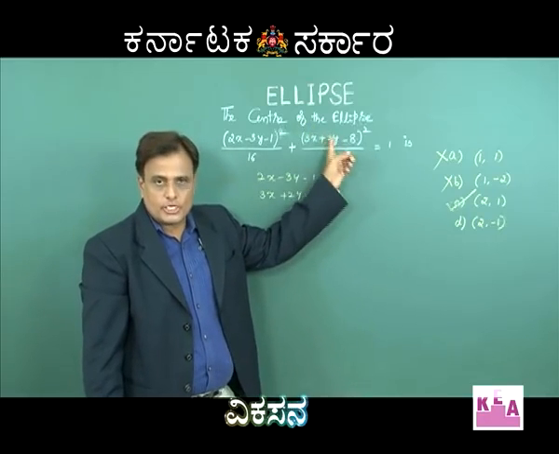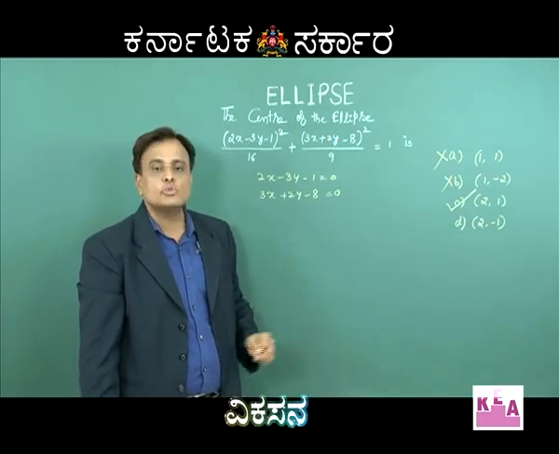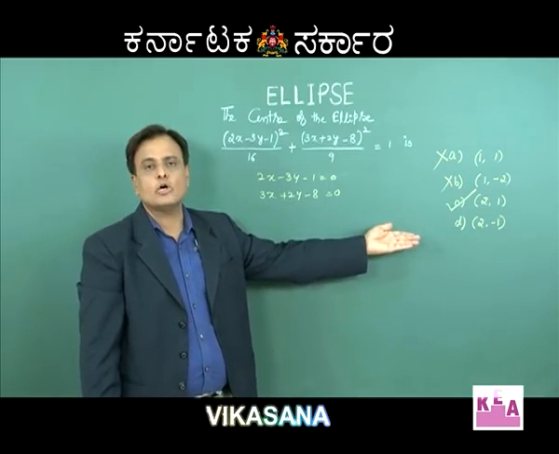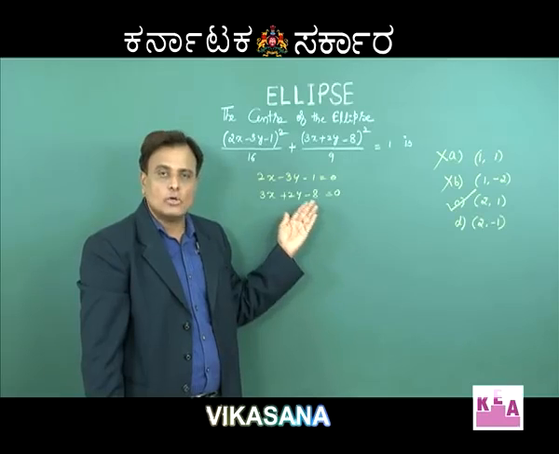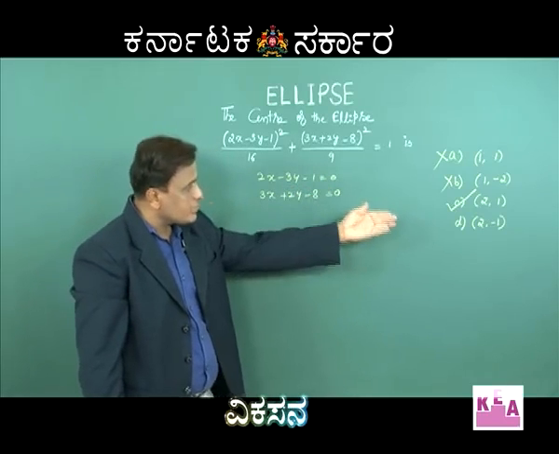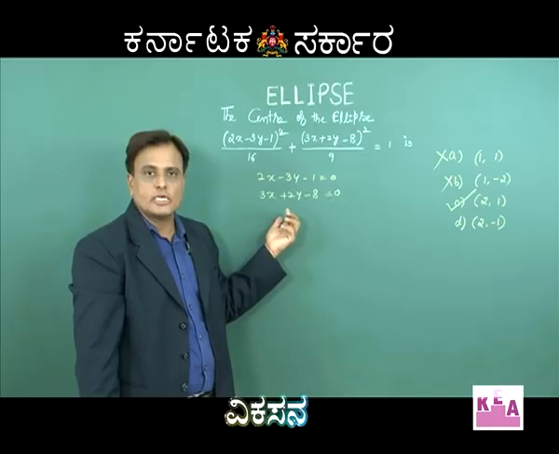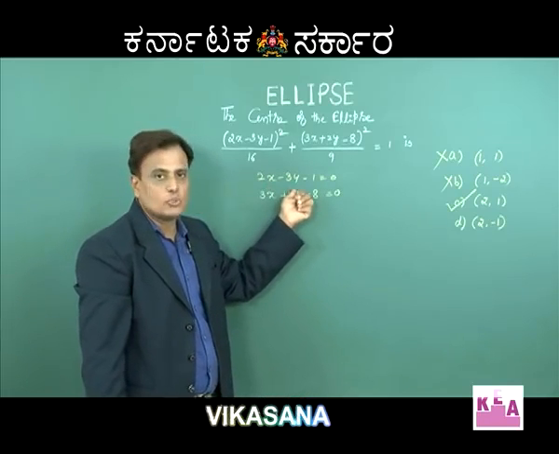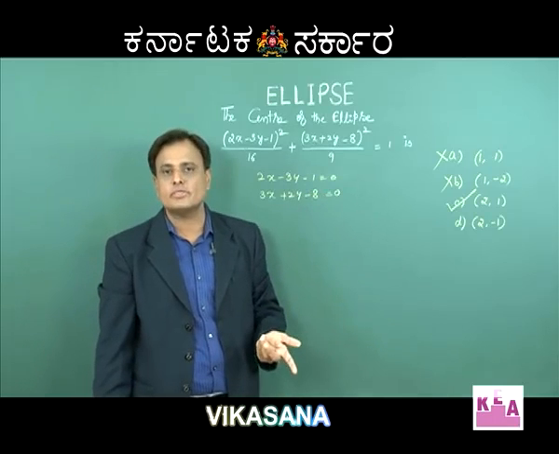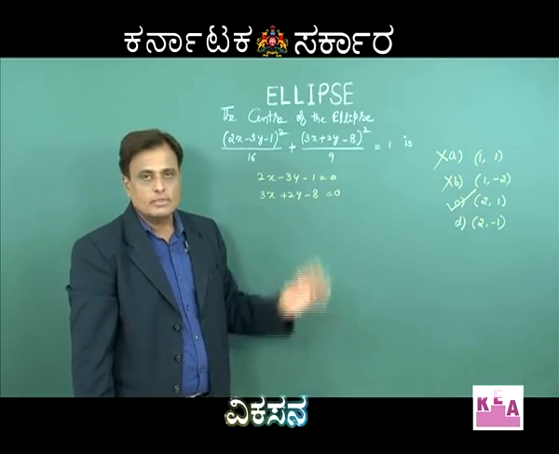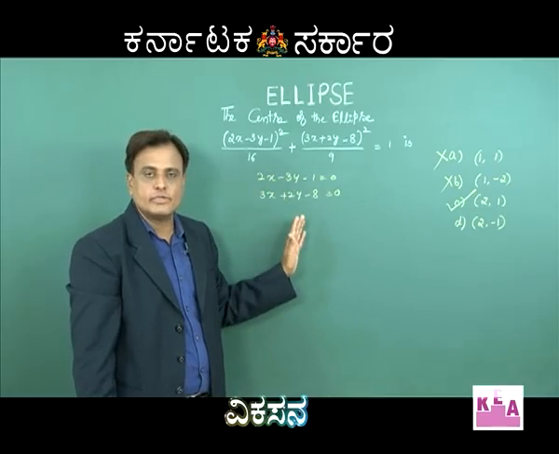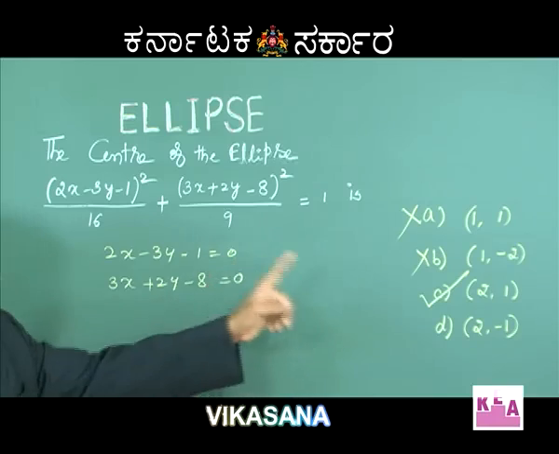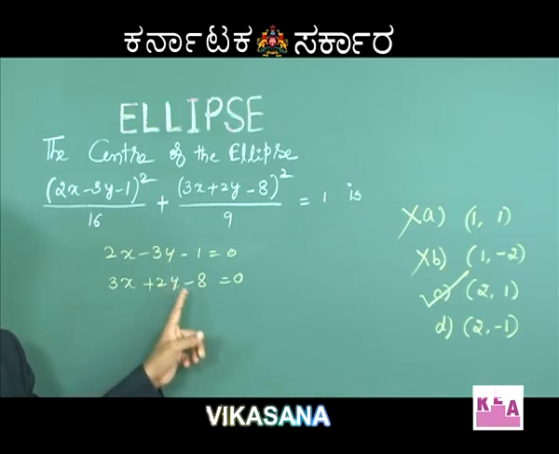Therefore for our question, the center of the ellipse is 2 comma 1. If you want, you can check option D also; definitely it will not satisfy both the equations. So 2 into 2, 4, 4 plus 3, 7 minus 1, 6 is equal to 0, not correct. Therefore option D does not satisfy the given equations. Only option C is satisfying both the equations. That means 2 comma 1 is the point of intersection of these two lines.